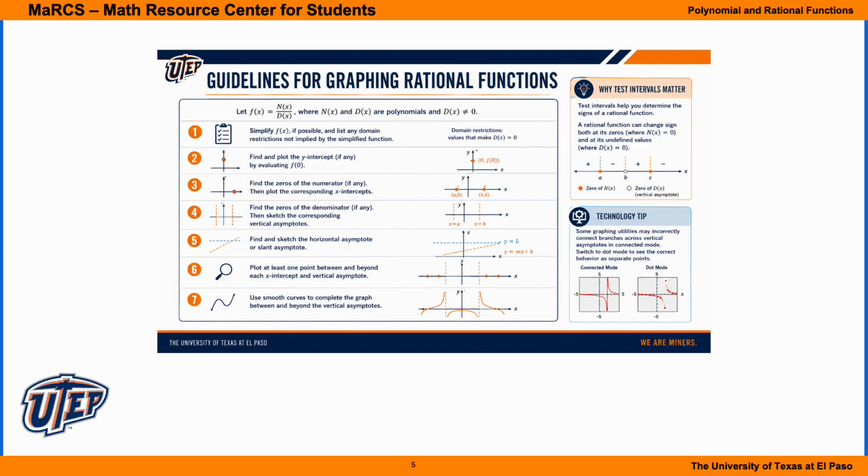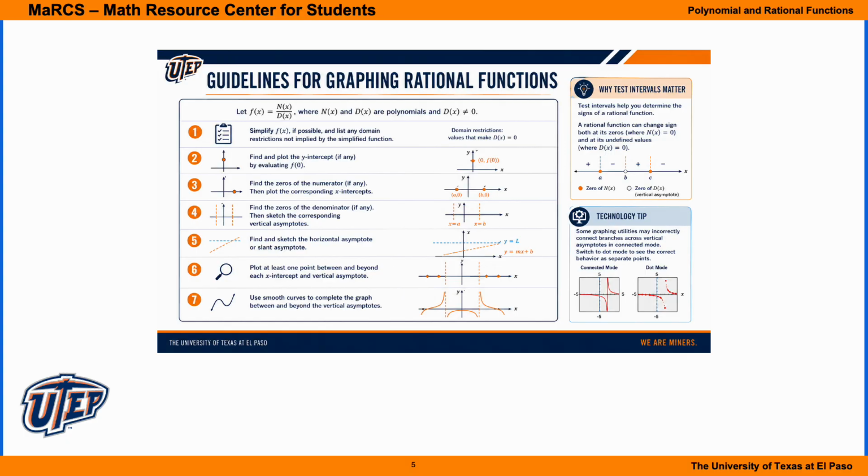Here are some guidelines for graphing rational functions. By definition, we let f of x equal n of x divided by d of x, where both n of x and d of x are polynomials, and d of x is not equal to 0. First, we simplify f of x, if possible. We list any domain restrictions that are not implied by the simplified function, so that means our values that make d of x equal to 0. We want to do that because division by 0 is undefined.